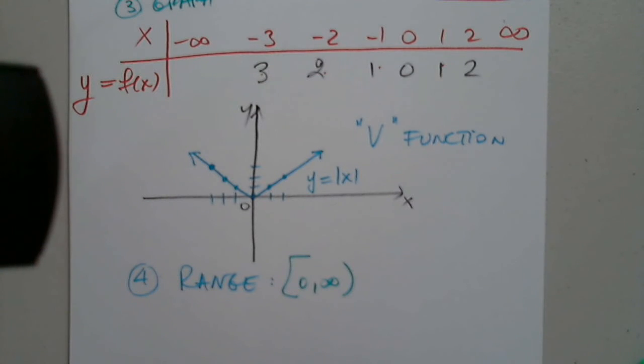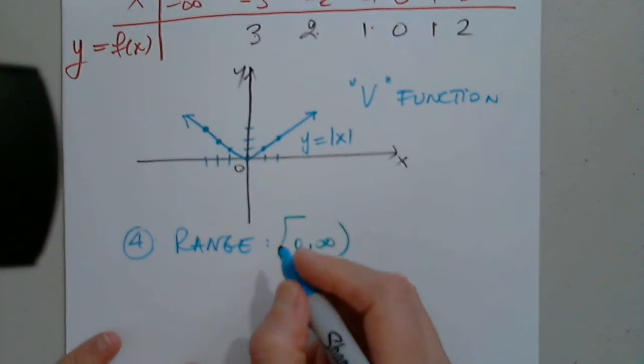So let me share my screen again. Any questions? Anyone? Yes? Your notation for domain versus range. For domain, you had parentheses, negative infinity through infinity, but for range, you had an open bracket for the 0, and then infinity and parentheses. What's the significance of that?